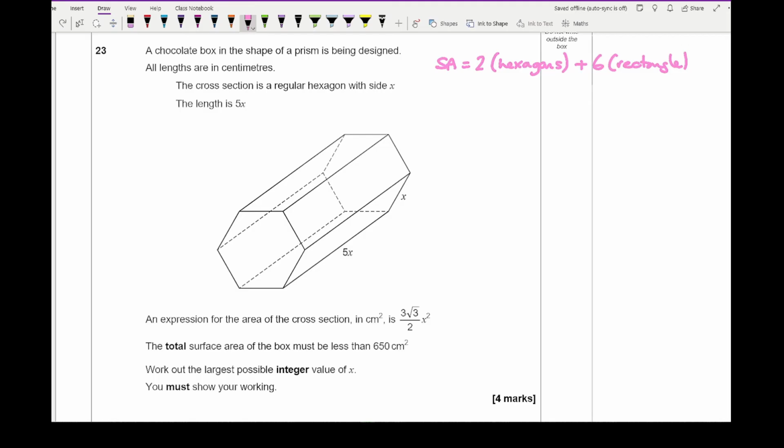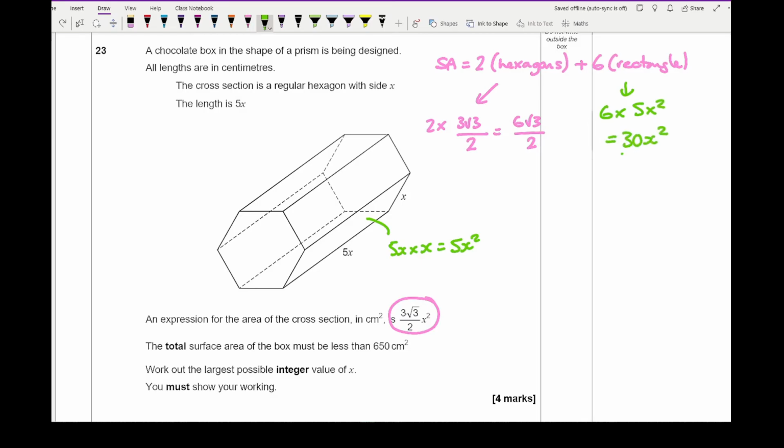Now, in the question it tells me that the expression for the hexagon is 3 root 3 over 2 x squared, so 2 lots of that gives me 6 root 3 over 2 x squared. So that is what this is. And then to work out one rectangle, this rectangle here, that's going to be 5x multiplied by x, which equals 5x squared. So then to work out this, it's going to be 6 lots of 5x squared, which gives me a total of 30x squared.